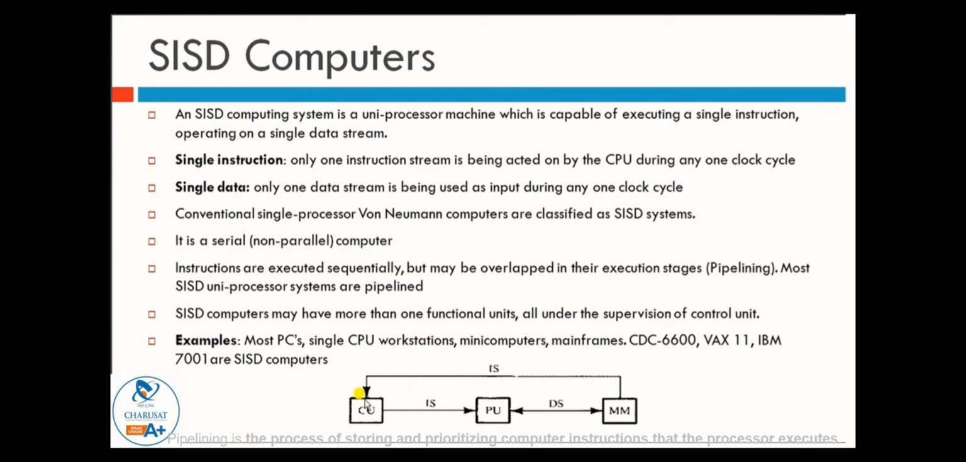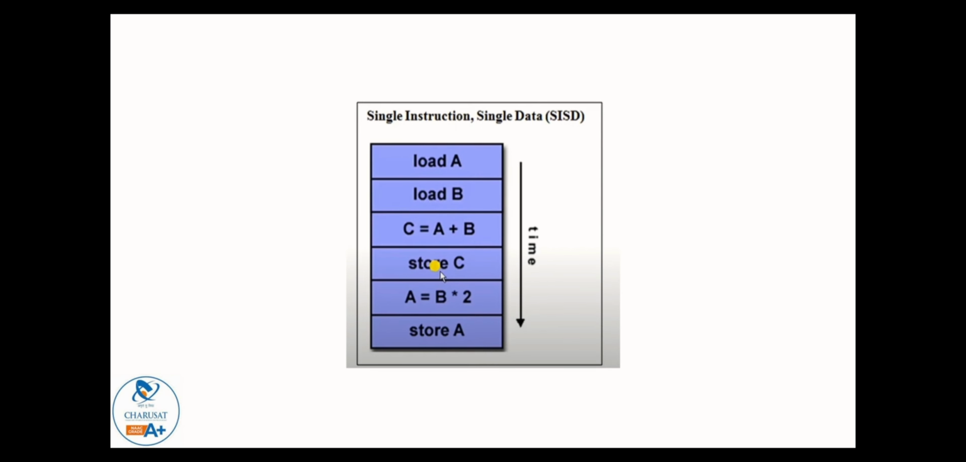SISD computers may have more than one functional unit, all under the supervision of a control unit. Examples of SISD computers are most PCs, single CPU workstations, many mainframes, CDC 6600, VAX 11, and IBM 7001. In this diagram, you can see there is single instruction and single data. We are working with single instruction and single data, and that is called an SISD computer.